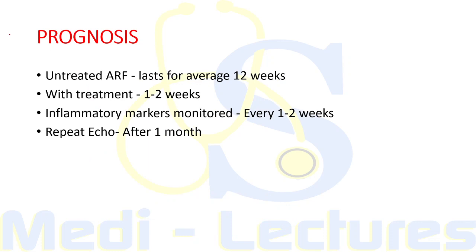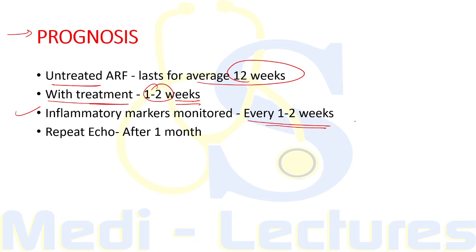Now coming on to the prognosis, untreated ARF lasts for an average of 12 weeks. With treatment, patients are discharged within 1 to 2 weeks. Now the inflammatory markers should be monitored every 1 to 2 weeks until they normalize, and we have to repeat 2D echocardiography after 1 month to determine if there is progression of carditis.